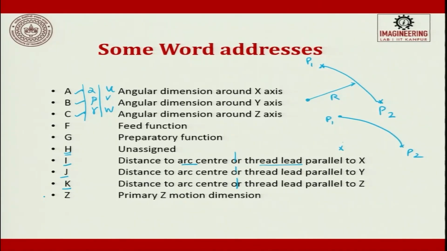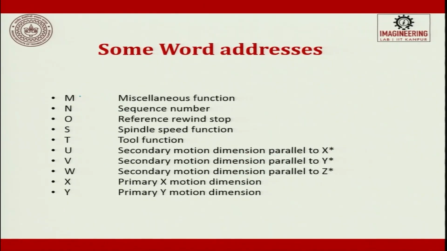The other thing is, the lead it gives parallel to the x axis can be I, parallel to the y axis can be J, and parallel to the z axis can be K. So, you have to look into the controller, fine. The z axis is nothing but x, y, z, you are saying z is the primary motion axis. M stands for miscellaneous, N stands for the block number, N01, N02, that is N, sequence number.